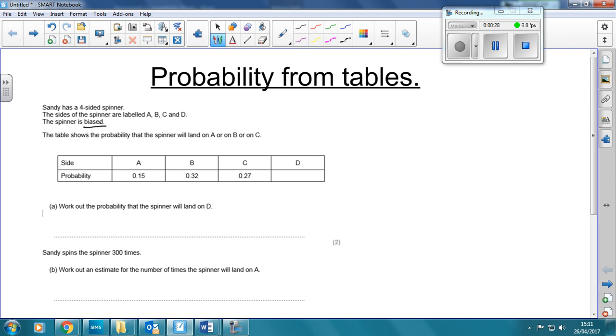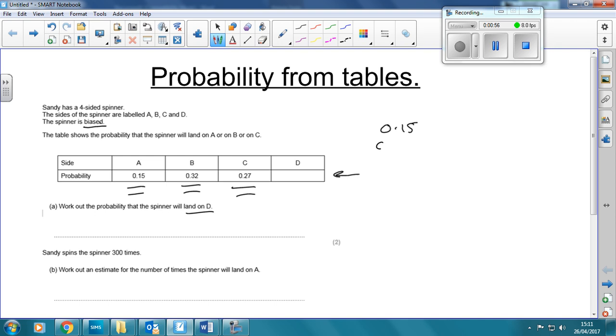So if you have a look here, the probability it's going to land on A is 0.15, probability it's going to land on B is 0.32, probability it's going to land on C is 0.27, and we've got to work out the probability that it's going to land on D. Now the first thing that we need to know is that in all probability tables, they always add up to one whole one. So what we're going to do is add up this probability, this one and this one, then find out what we need to add on top of that to make it add up to one whole one. So that's going to be 0.15.